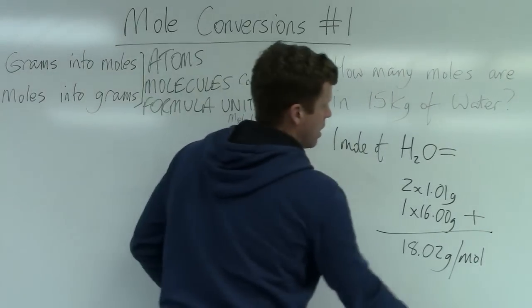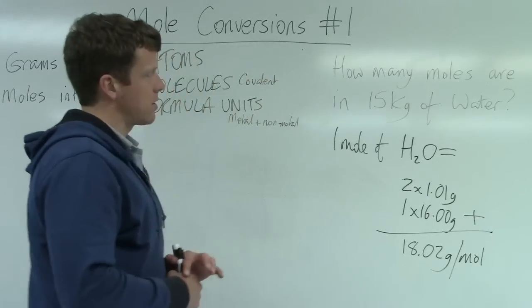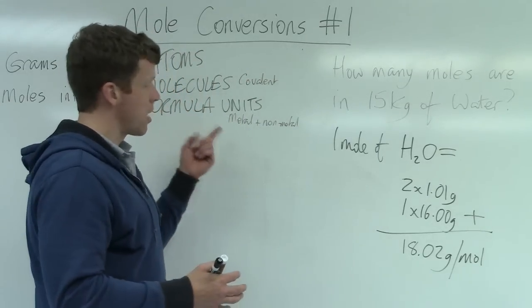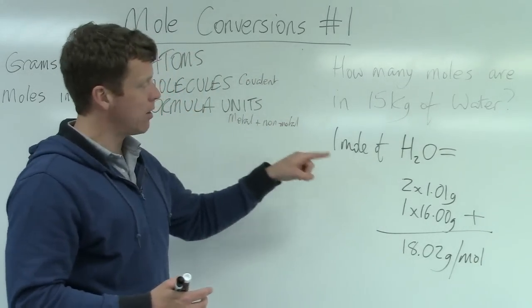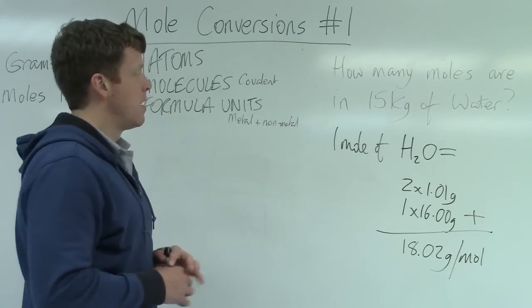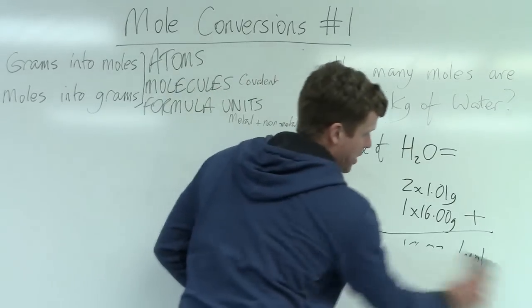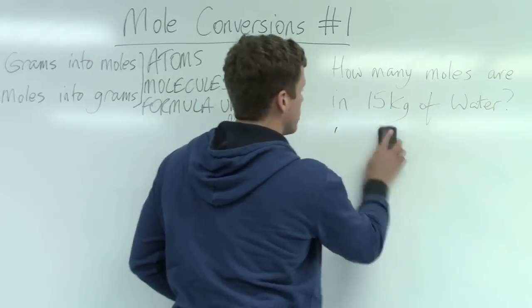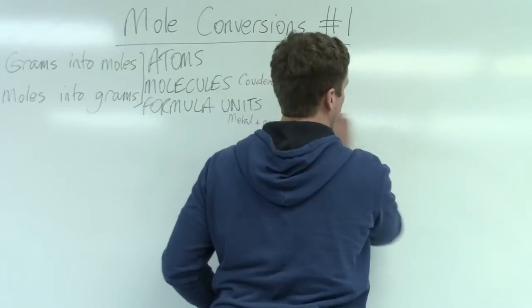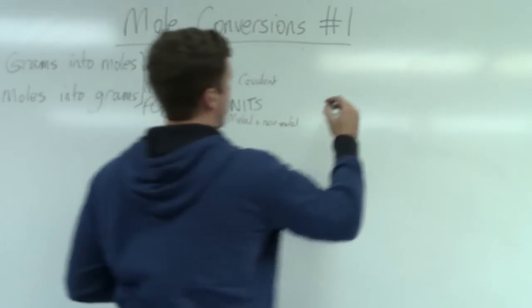And this is the process to figure out the mass of a compound, whether it's ionic or covalent. So you add up all of the masses of all the atoms inside that substance. In this case it was 2 hydrogens, 1 oxygen. So we'll do the same thing for whatever substance we are dealing with. So this time let's look at changing moles into grams.